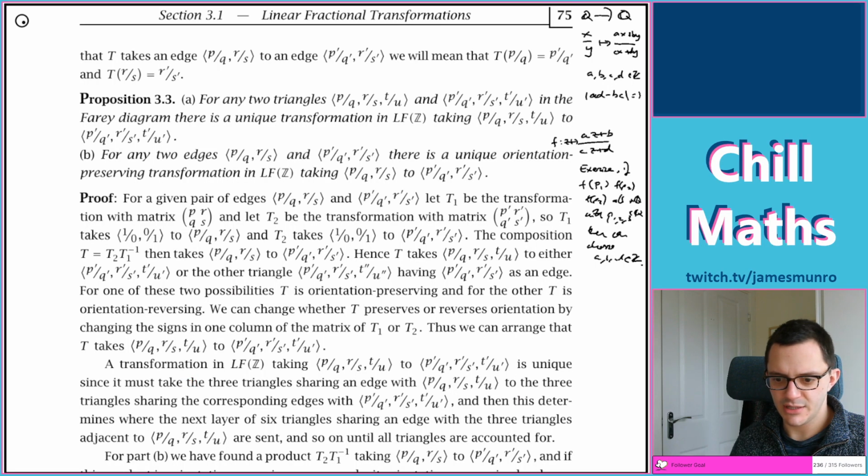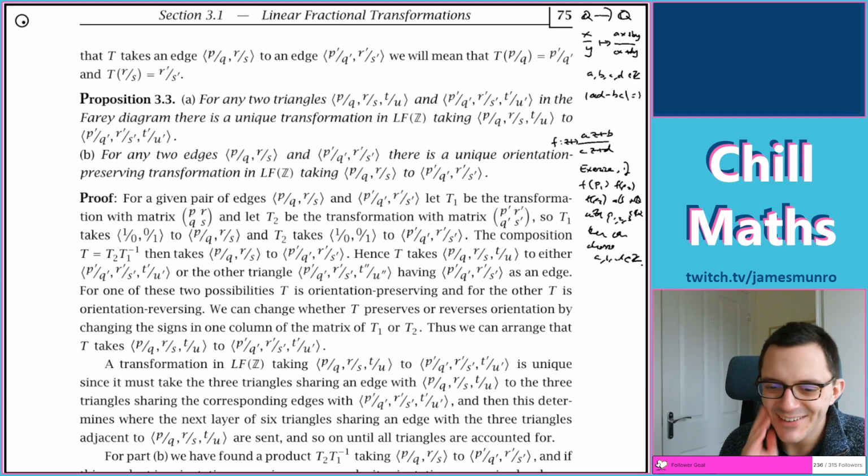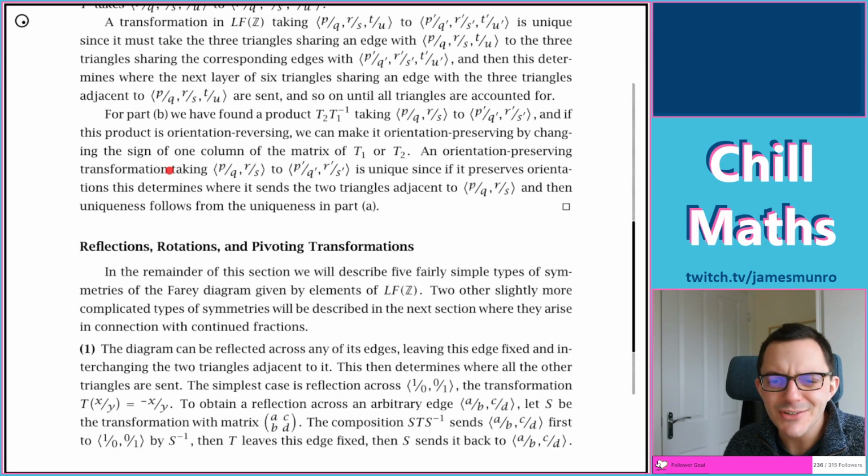It's unique since it must take the 3 triangles sharing an edge. So it's going to be a very triangle-based proof again. The 3 triangles sharing the corresponding edges, and this determines the next layer of 6 triangles, and so on until all triangles are accounted for. Yeah, fair enough. If you only care about where the triangles go, then doing it kind of inductively every time on your triangles is fair enough.